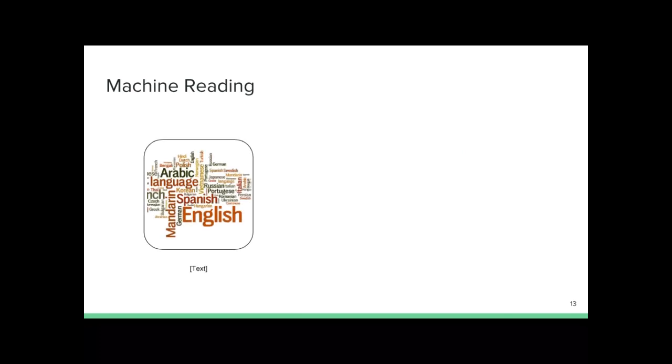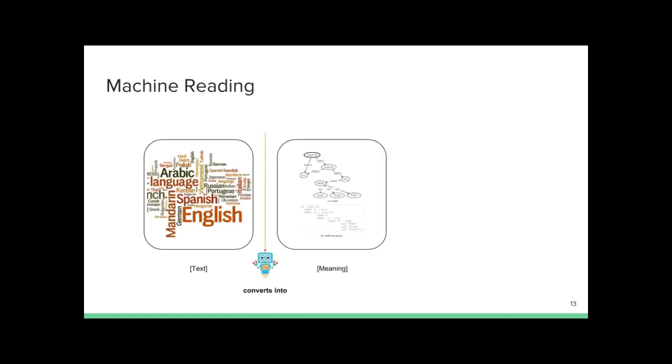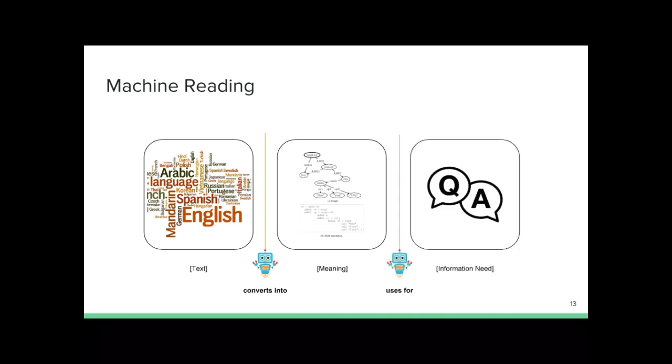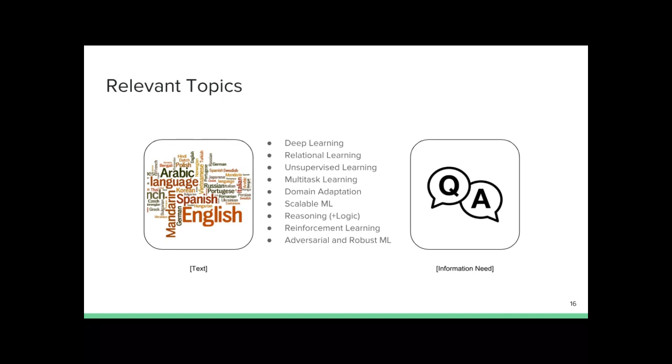All right, so just to remind you, I have text. I have a machine that converts it into some kind of symbolic representation, which is then used to fulfill some kind of information need. This will be the general pattern of this talk, and these will be the ingredients that I'll focus on mostly. Within this box of how to map text to representations, there's a lot of machine learning you have to do. There's obviously deep learning, there's a lot of relational learning, unsupervised learning, multitask learning, all of which are ingredients of this task. So if you're interested in any of these things and you're looking for topics, that is certainly a topic you should consider.